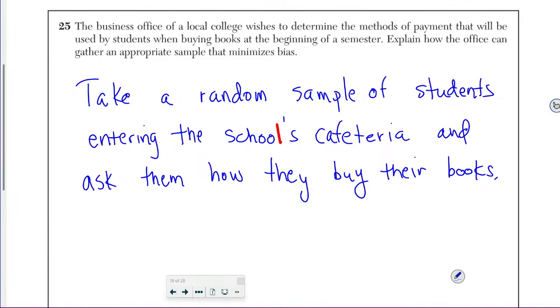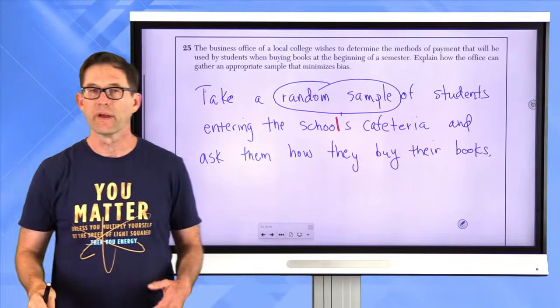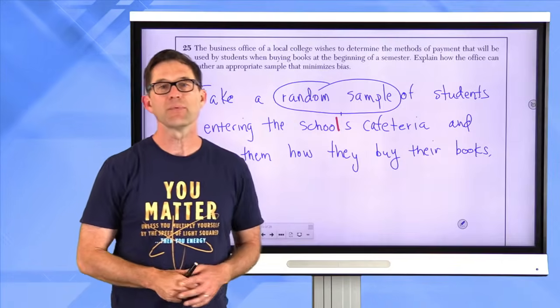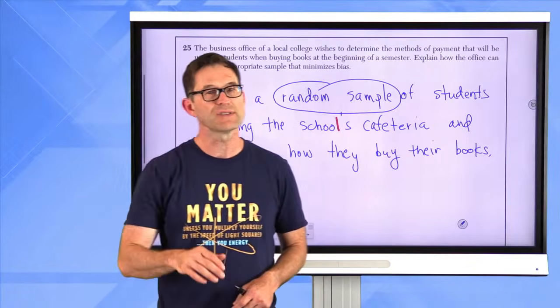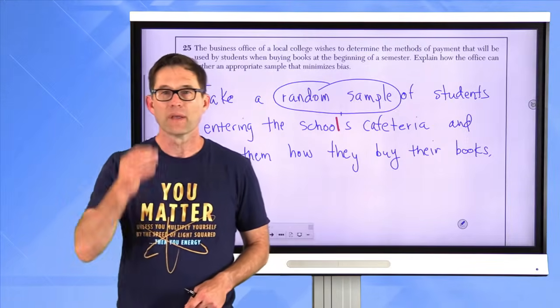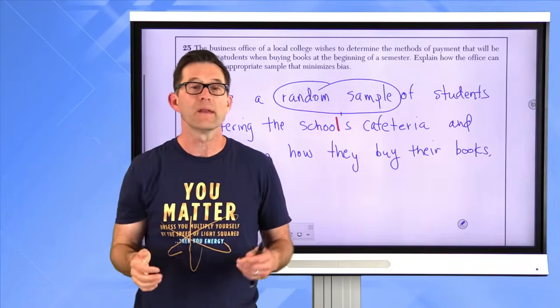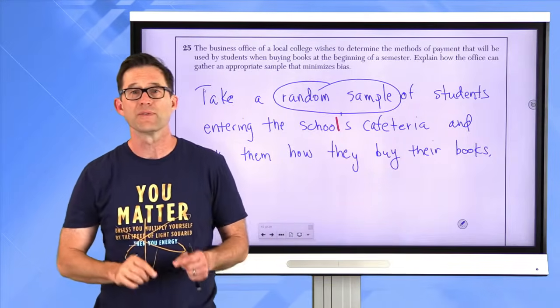All right, so real important here. Get the term random sample in there. Make sure you have it, right? Random samples minimize bias. Don't just say take a sample, because if you just say take a sample, it may not be a random sample, and you want a random sample to minimize bias.